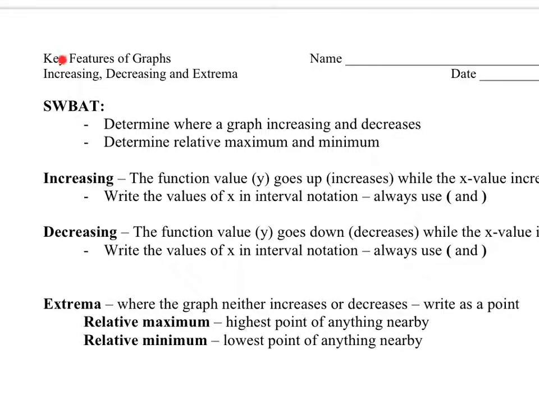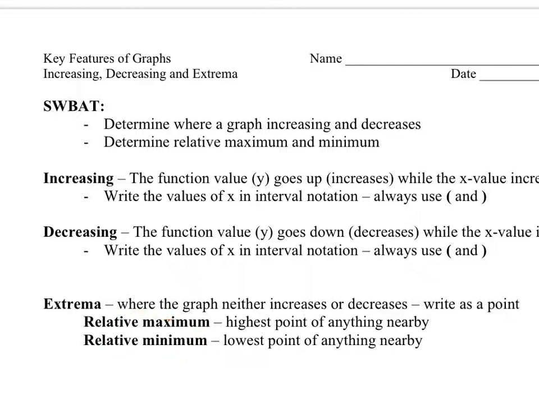So with our key features of the graph, we want to look at a graph and be able to say things about it just by looking at it or looking at its equation. So we did domain and range. Now we're going to be talking about increasing or decreasing. So basically it's just saying, is the graph going up? Is the graph going down? And what are the places that it's doing that?